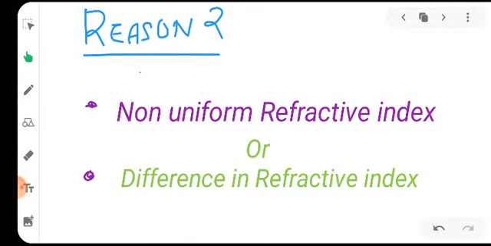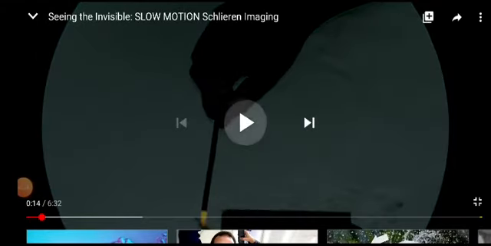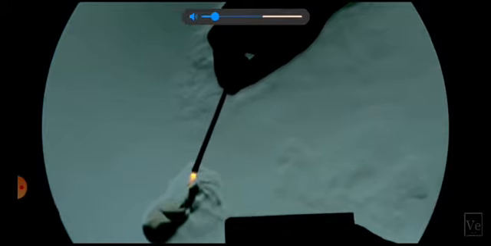Let me show you a video clip which really demonstrates this. Let me play this video. It's a video made by Veritasium, a very famous science channel on YouTube. As you can see in this video, the guy is lighting a matchstick and you can see the hot air around it visible, and you can see dark patches of that hot air.